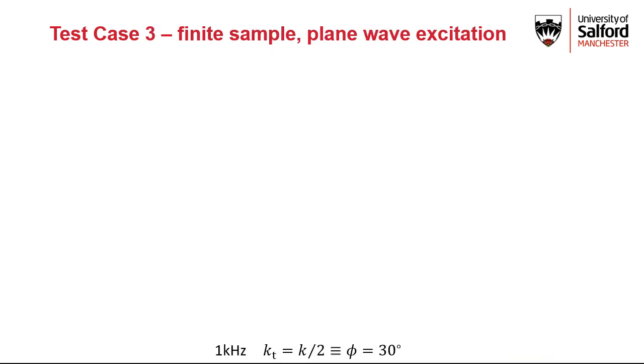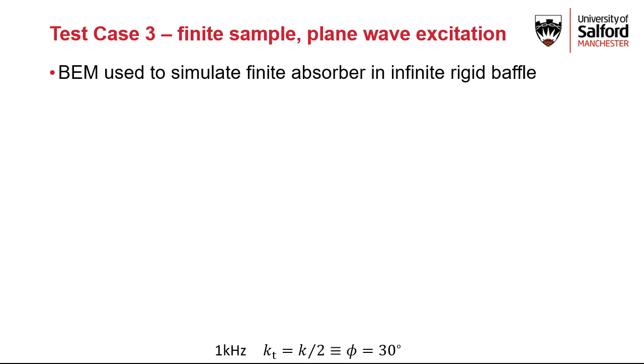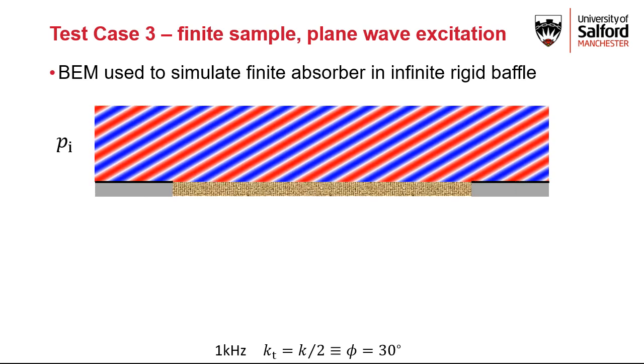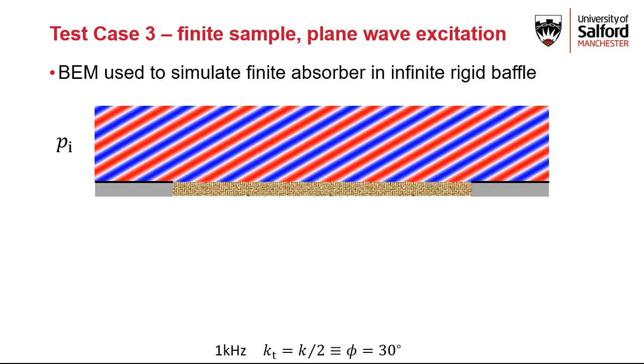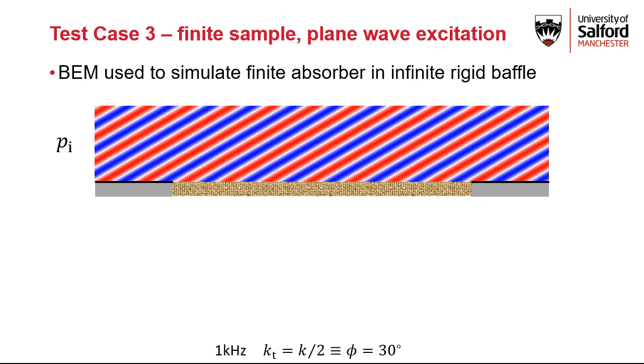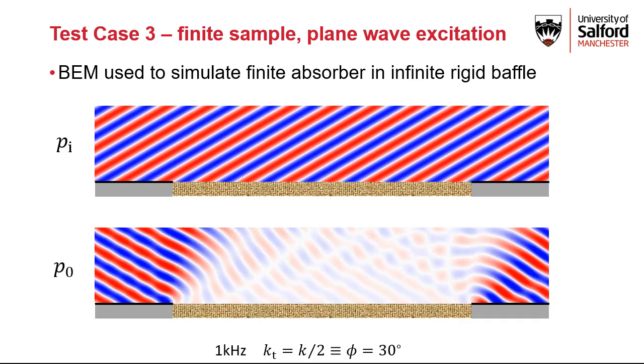Finally, to demonstrate the BEM test cases that I've been doing, the numerical testing environment that I've been looking at, I've got a finite sample with plane wave excitation. So I've used BEM to simulate a finite absorber in a rigid baffle, so we will see some edge scattering now at least. Here's my incident wave, a plane wave coming in again from 30 degrees from normal, and here's my outgoing wave.